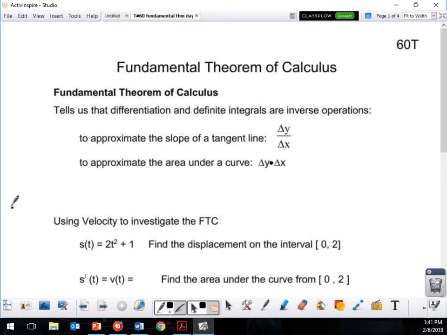It tells us that differentiation and definite integrals are inverse operations, just like multiplication and division are inverse operations of each other. To approximate the slope of a tangent, it's delta y over delta x. To approximate the area under a curve, it's delta y times delta x, where this is given as the function.